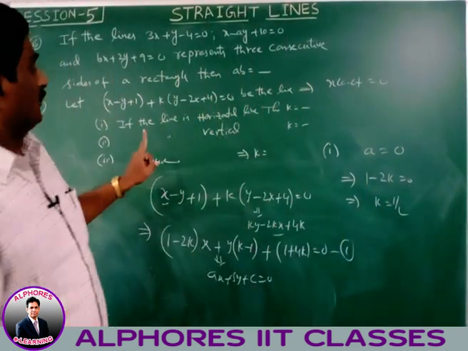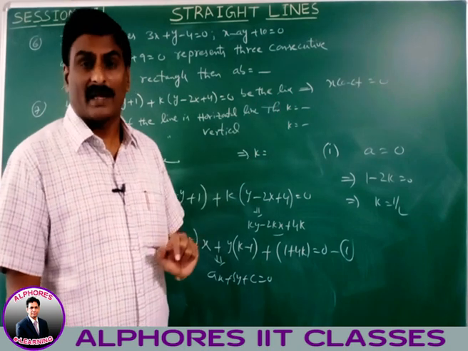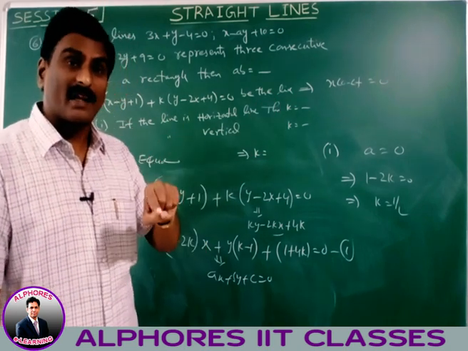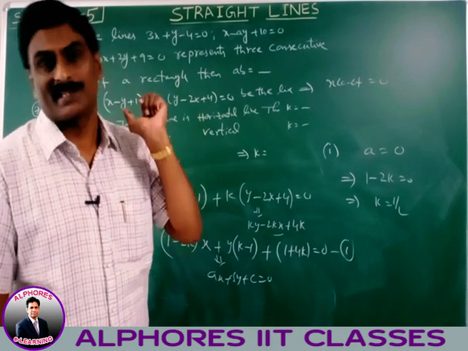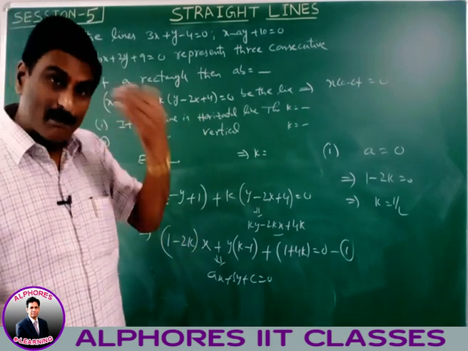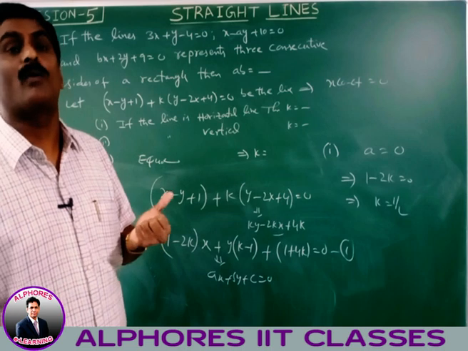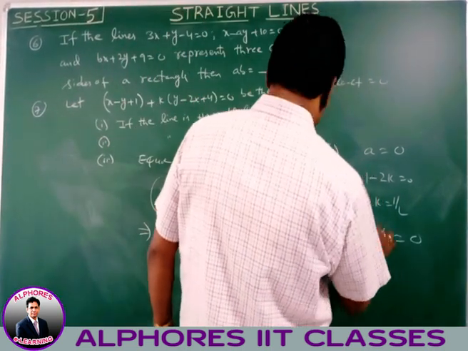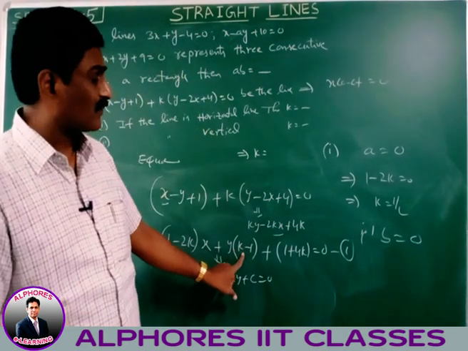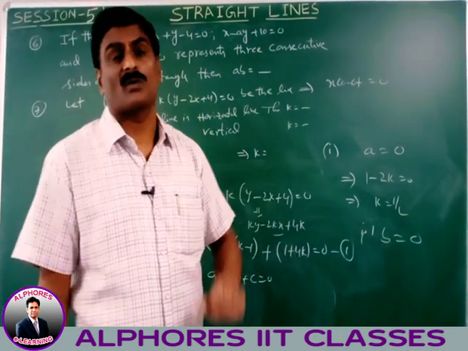Next, if the line is vertical line, what is the value of k? If the line is vertical line, slope is infinite. That means the slope value denominator does not exist: something by 0. Simply, what is the condition? Y coefficient is equal to 0. b is equal to 0. If the line is vertical line, b is equal to 0. What is the value of b here? k minus 1. k minus 1 is equal to 0. That means k is equal to 1.